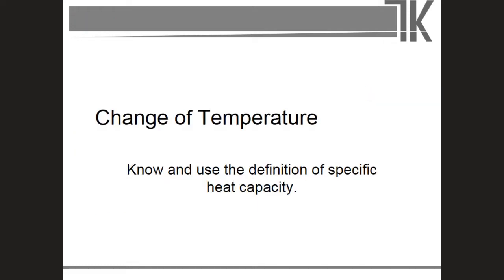All right, and now on to the real meat of today's work, the change in temperature. So by the end of this, we should be able to know and use the definition of specific heat capacity. That is something that you've done at GCSE, but we're going to build on it at A level, and it's going to get a bit more complicated. But to start with, they should look like level 3 GCSE questions.